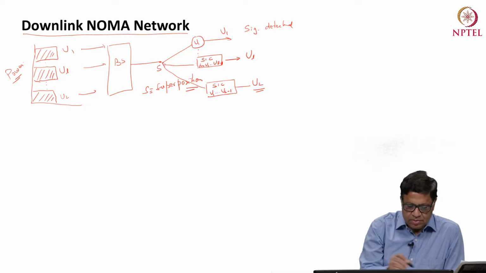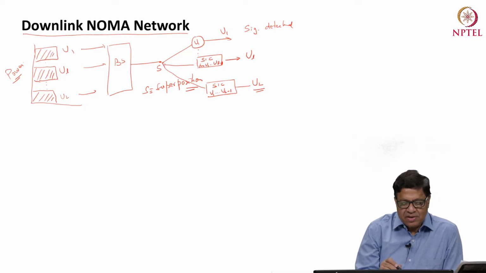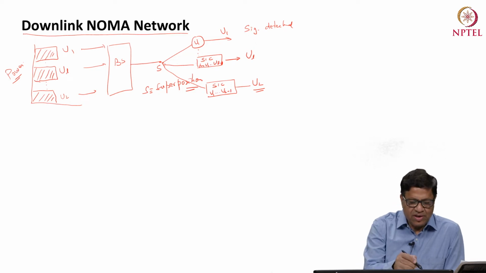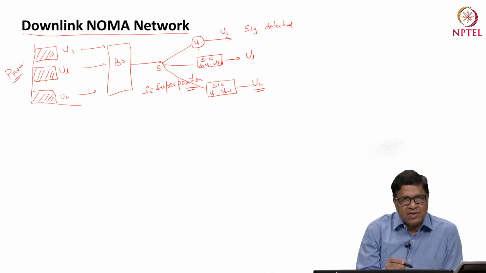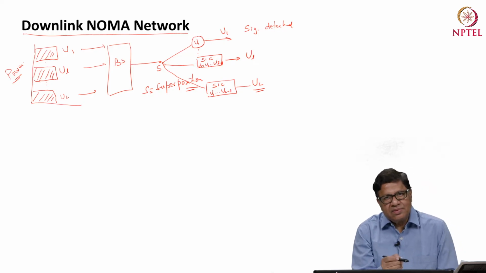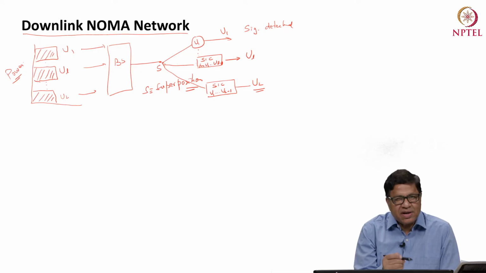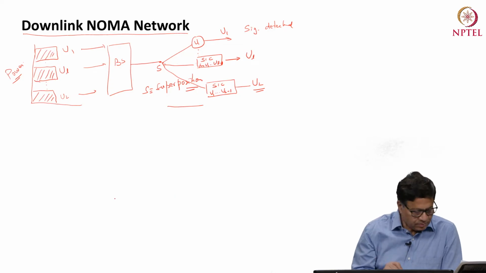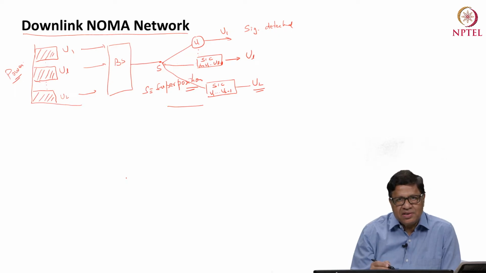So this is a basic diagram of a downlink NOMA network, where you have users having different powers, U1 is the highest power. You detect that user first, then subtract from the rest of the users, detect the second one, and so on and so forth, till you extract the data from the weakest signal, which is U capital L in this case. So normally the bad user, which has a poor channel condition, is given higher power, and a good user which has a good channel condition is given low power. So this is how the power allocation is done for different users.